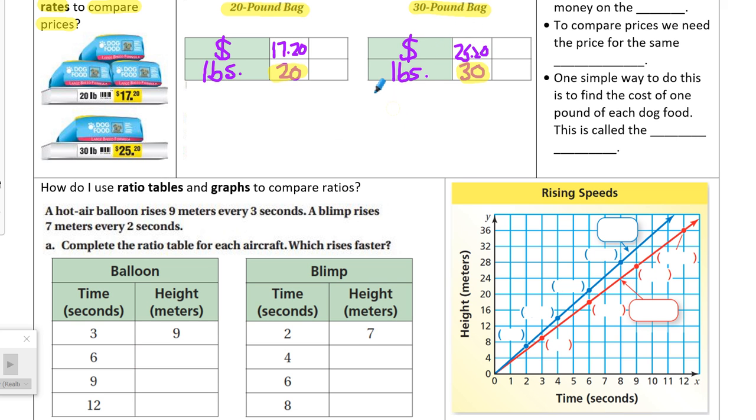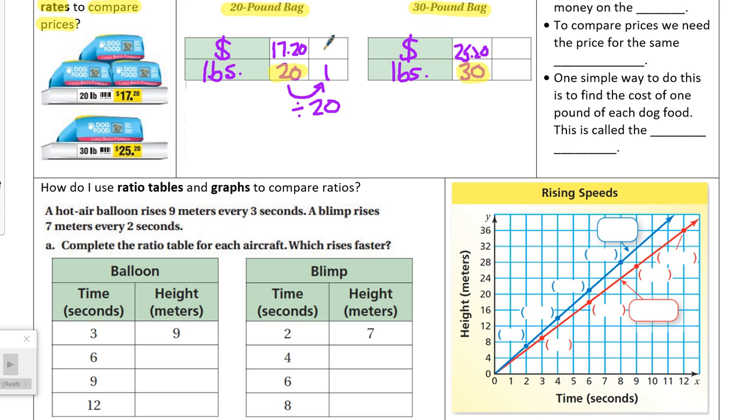If we're comparing these, what we want is to have the same denominator. We want the better buy. We want to pay less per pound. So let's find out how much this is per pound. How do you do that? You find the unit rate. By dividing 20 by 20, you get 1 pound, right?